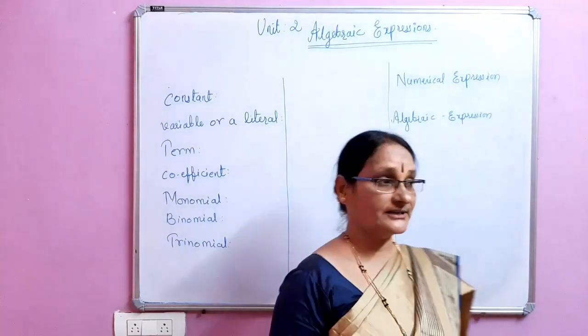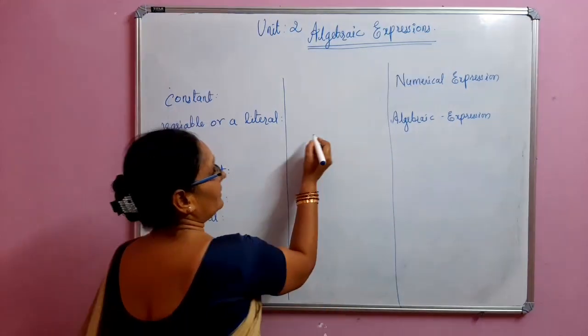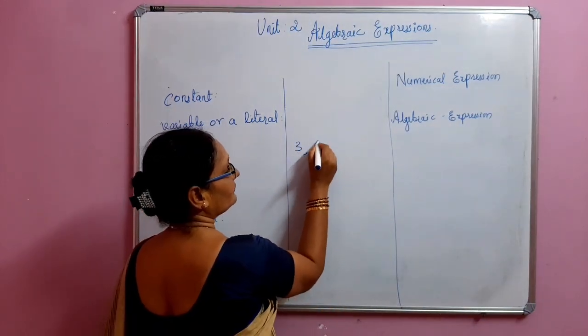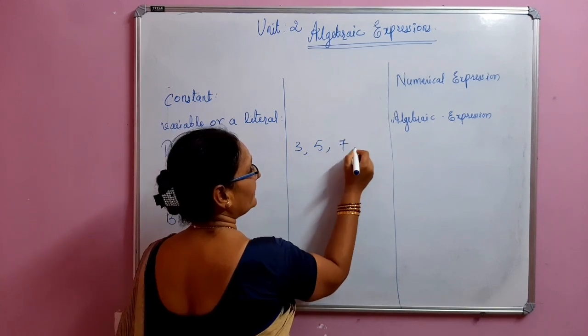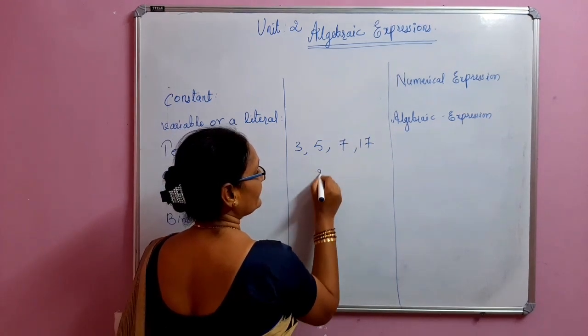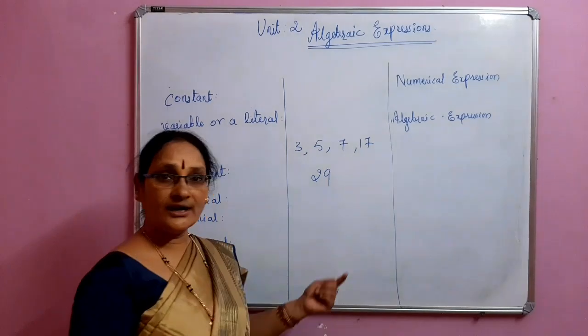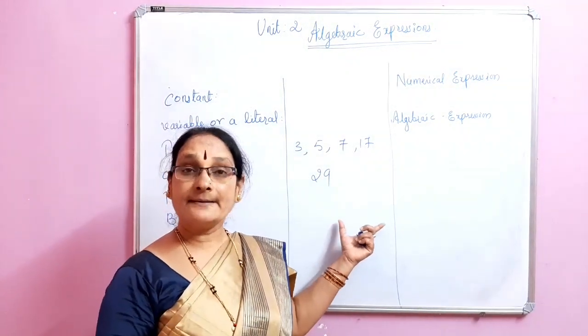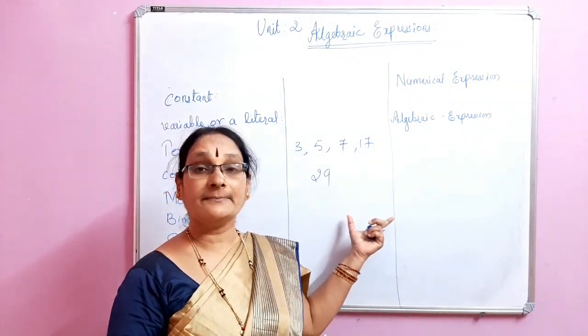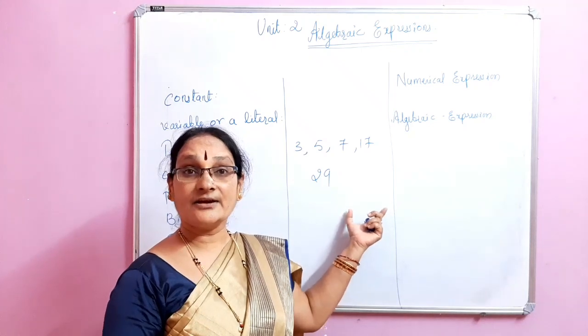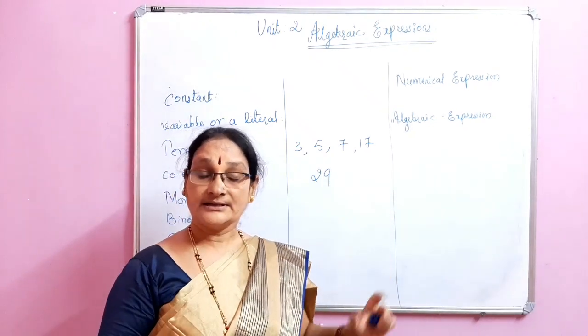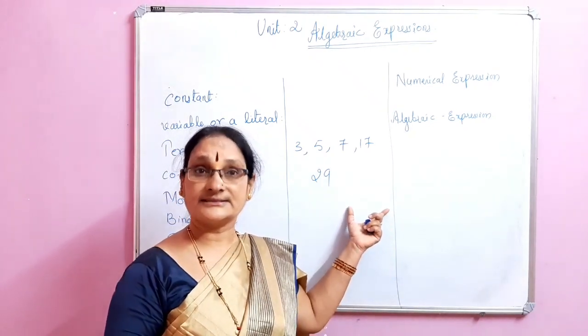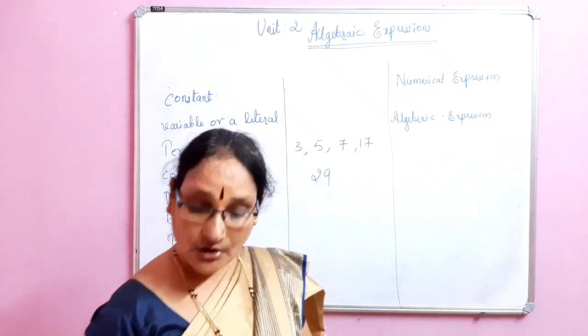What is this constant? See here, children: 3, 5, 7, 17, 29. These are all numbers, or symbols, which have a fixed value. These are called constants.